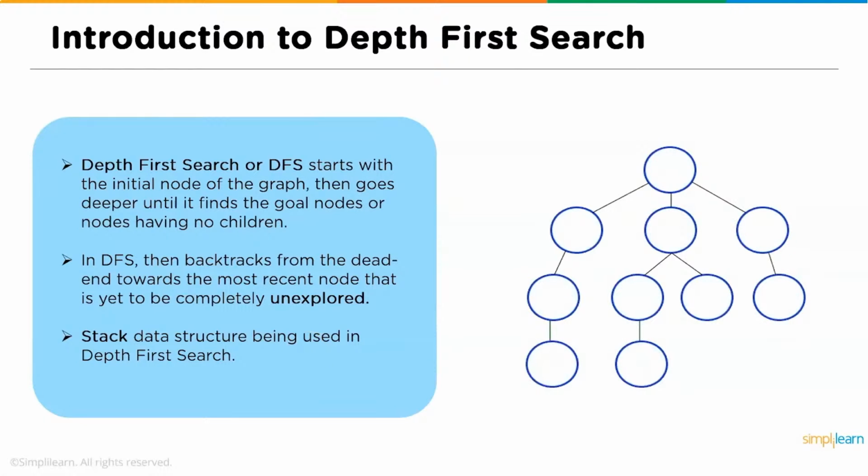In DFS, the backtracking starts once all the nodes are explored. And the DFS algorithm uses a stack data structure for its traversal. Now that was a brief introduction to the DFS algorithm. Now for a better understanding, let's go through a practical example.